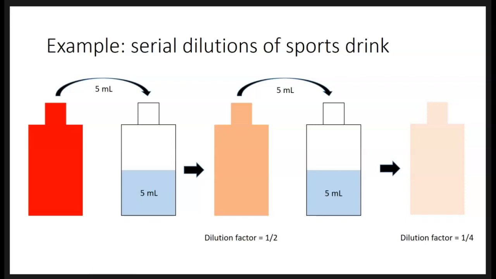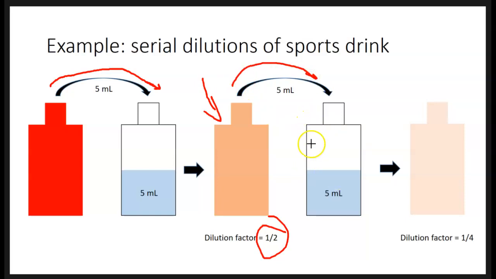You can think of serial dilutions in a number of different steps. If we go back to this example of a sports drink, if we took 5 milliliters of a sports drink and diluted it in 5 milliliters of water, that sports drink is going to be half as concentrated, half as red, and half as sweet as it was the previous time. And the dilution factor is 1/2. If we take 5 milliliters of that dilute sports drink and dilute it in 5 milliliters of water, it's going to be diluted again, half of what it was the previous time. So now the total drink is 1/4 as sweet and as concentrated as it was in the original sample.